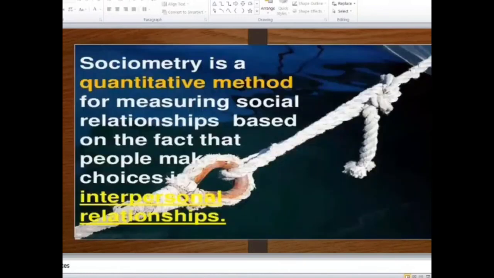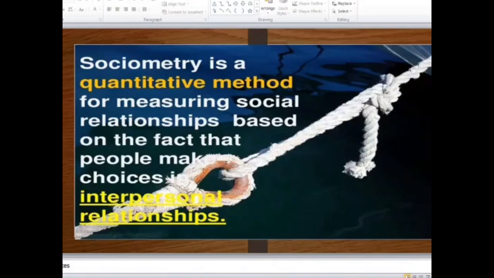Sociometry is a quantitative method for measuring social relationships. Here we are measuring the social relationship based on the fact that people make choices in their interpersonal relationships. In this method, a person is asked to choose one or more persons according to certain specified criteria in order to find out the person with whom he would like to associate. That is choices in interpersonal relationship.